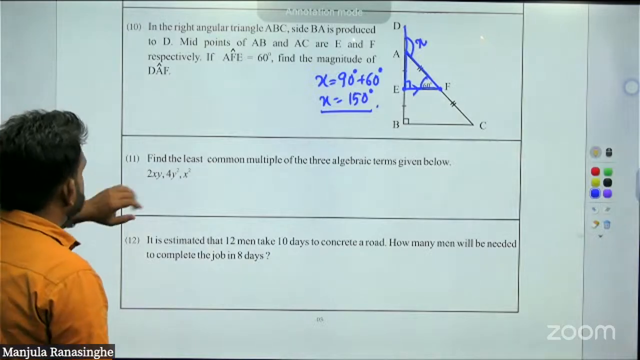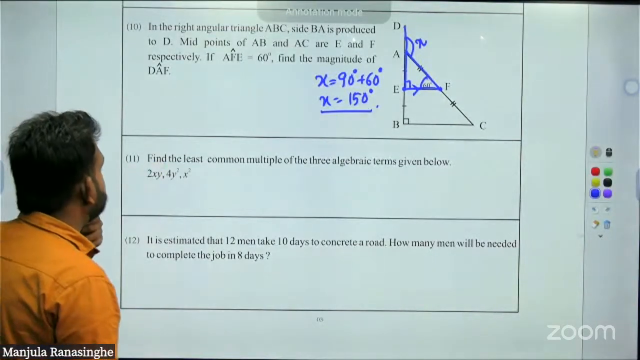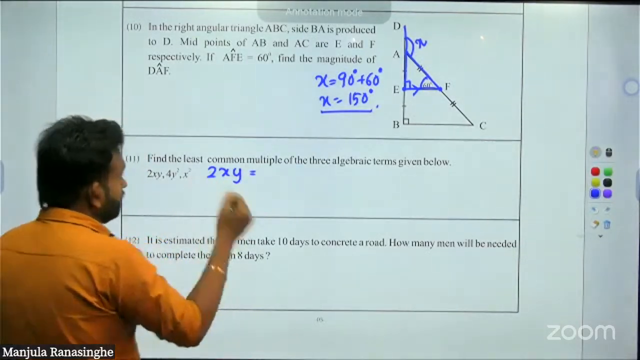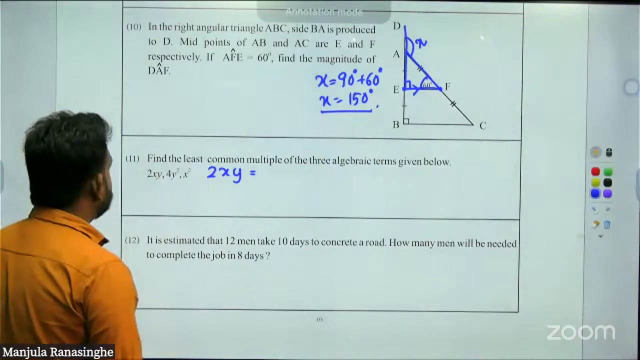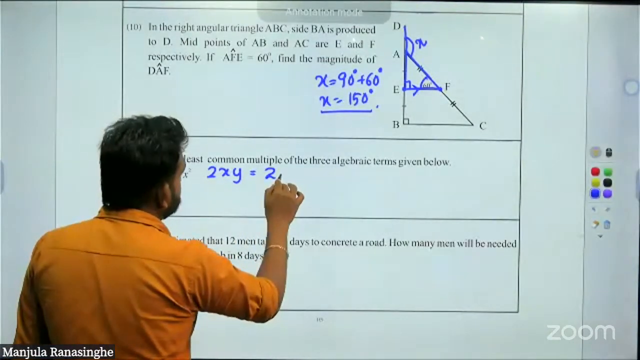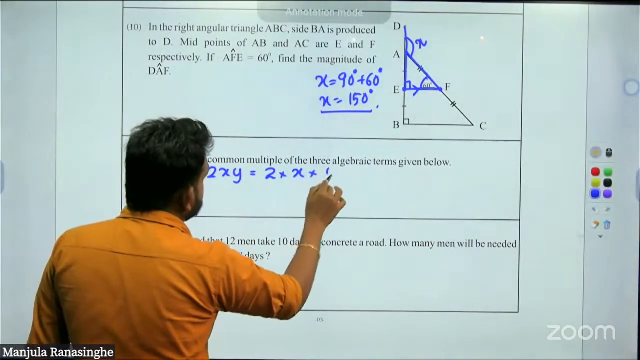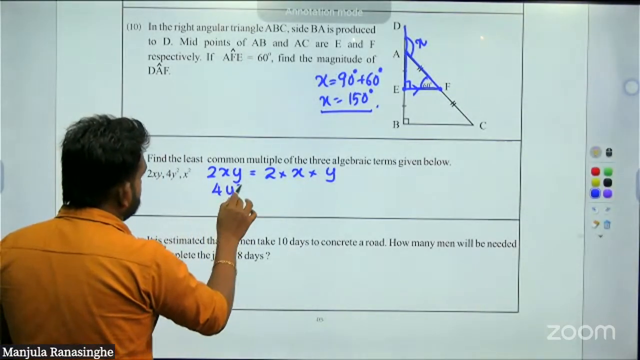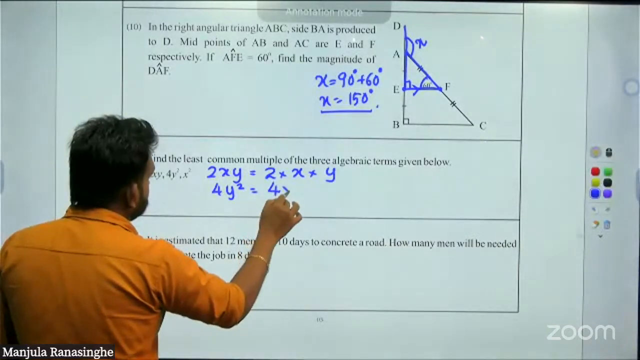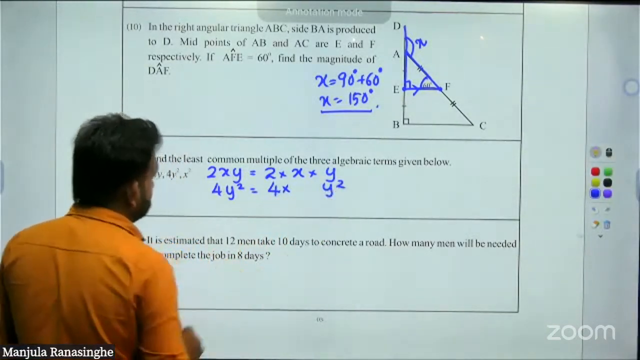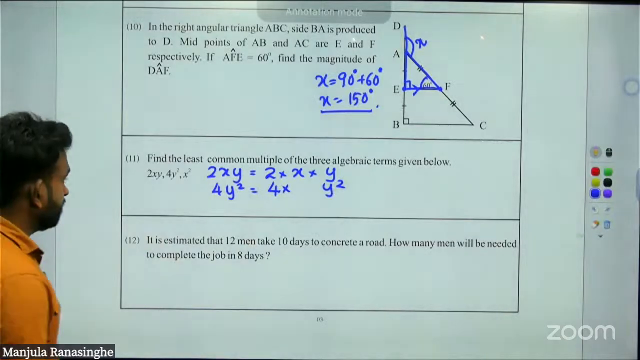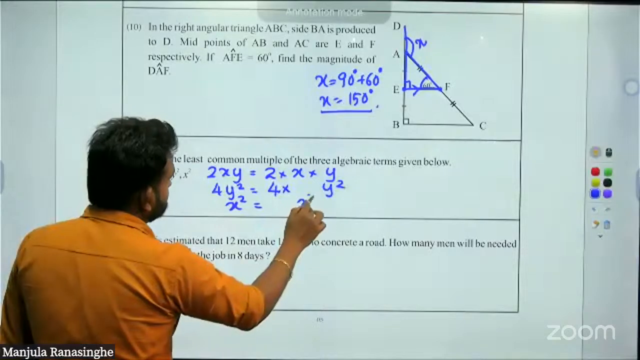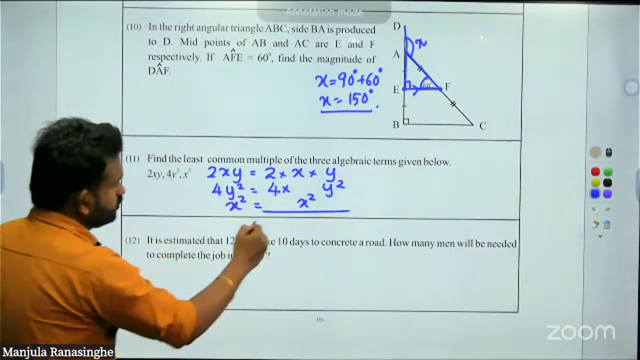Okay, question number 11, find the LCM of these three algebraic expressions. We have done a lot of questions. Now we add paper number 46. Write 2xy, how to write it: 2 into x into y. Then 4y squared, how to write it: 4 into y squared, that is y squared. Then the x squared and x terms. So here x squared.